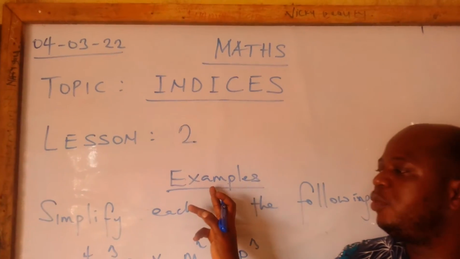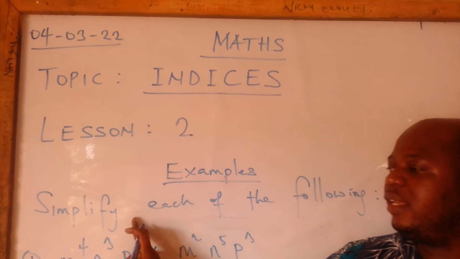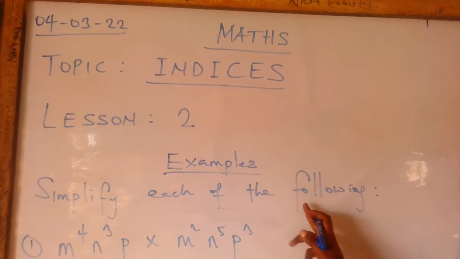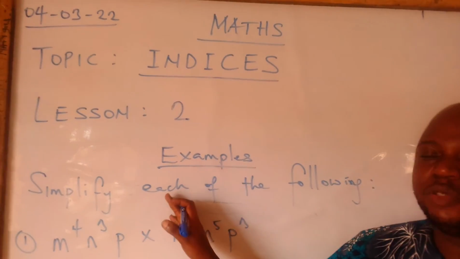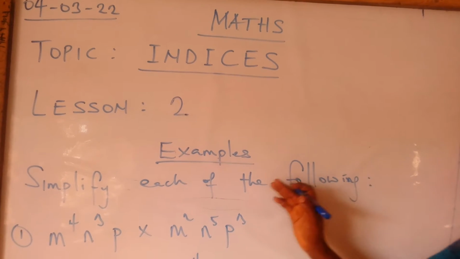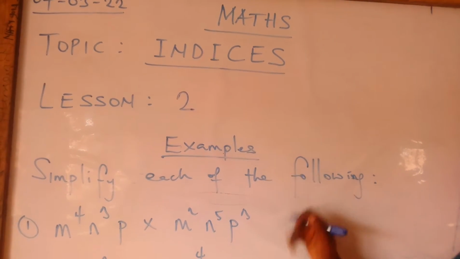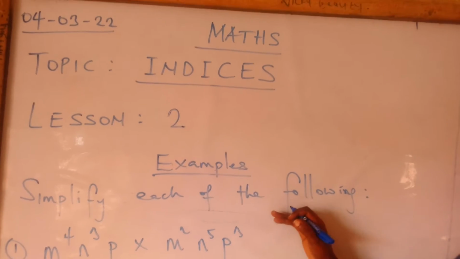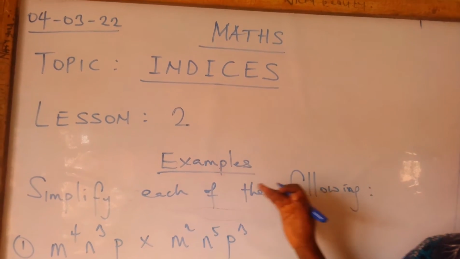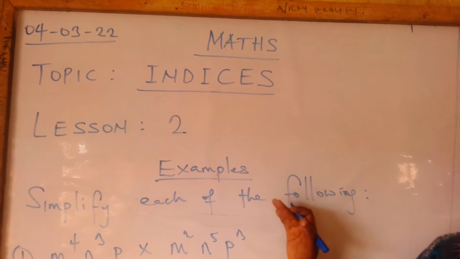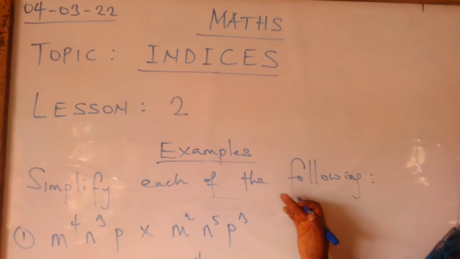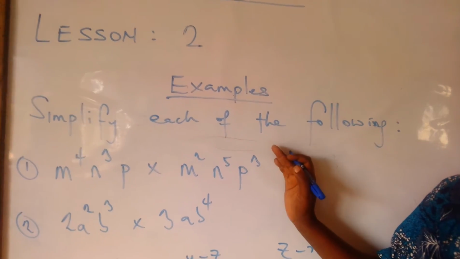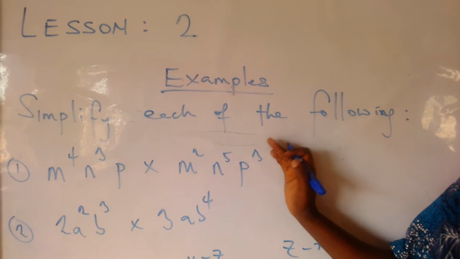We are having some examples below. Simplify each of the following. In these examples, we mentioned the multiplication law, which governs these examples. Everything we are going to be solving under this part will be under the first law, which is the multiplication law.